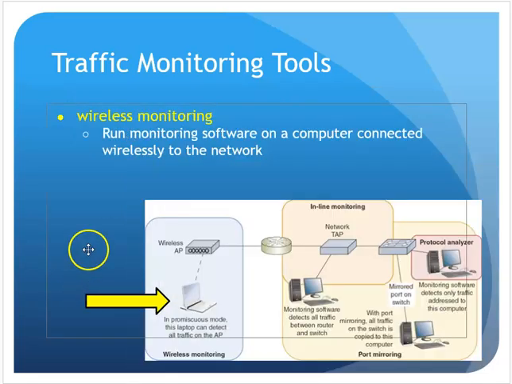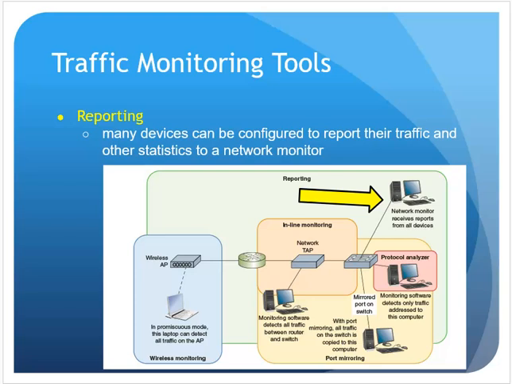Wireless monitoring, I would have some sort of utility running on a wireless device that's connected to a network. And again, I would see the kind of traffic that's moving through the wireless part of the network. And in reporting, I might have a network monitor that's receiving reports from all these different devices. Like, when you get alerts, send them to this, or a certain condition means send it to this. That would be like the console, the dashboard, if you will, to collect it all.